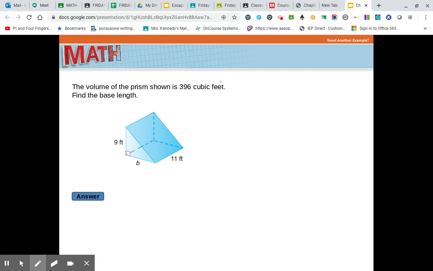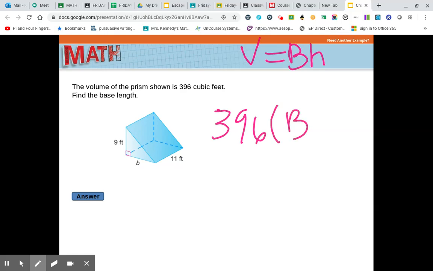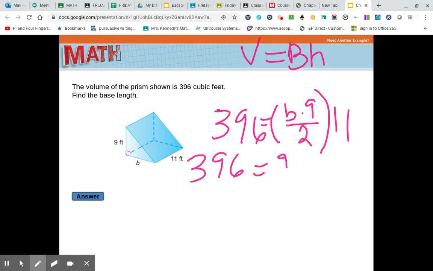Change our color. Volume equals base times height. So they give us the volume of 396. We messed up this one. Okay. So then they give us blank b times 9 divided by 2 times the height of 11. Ooh, this one's tricky. All right, so 396 equals 9b divided by 2 times 11.